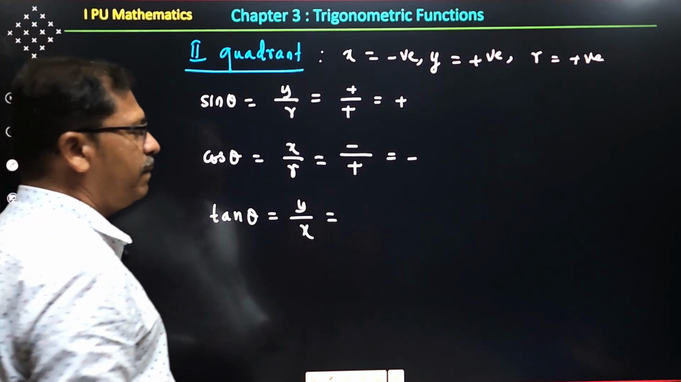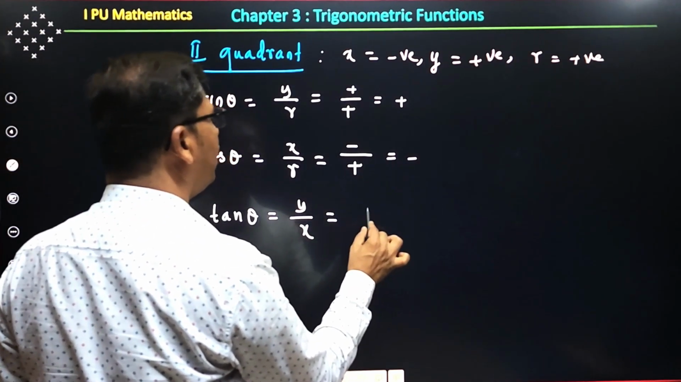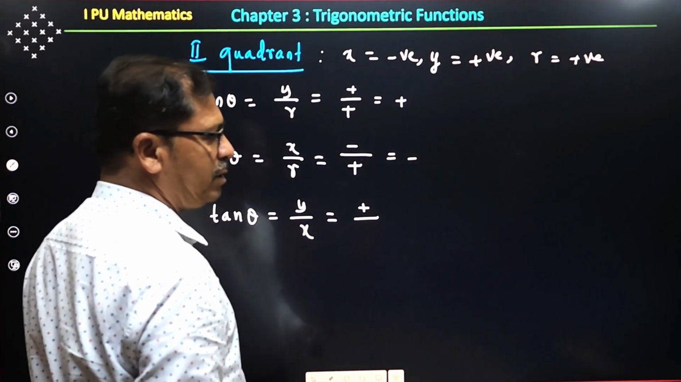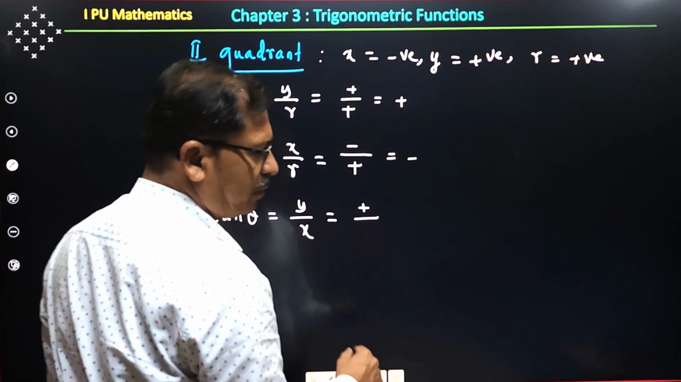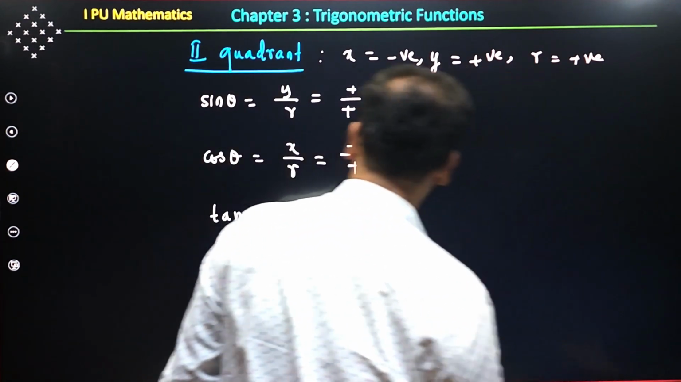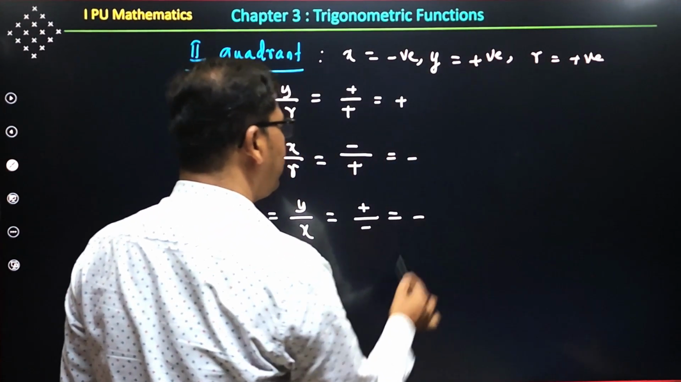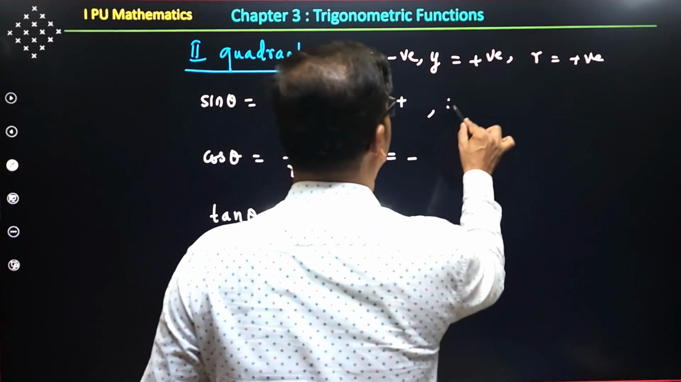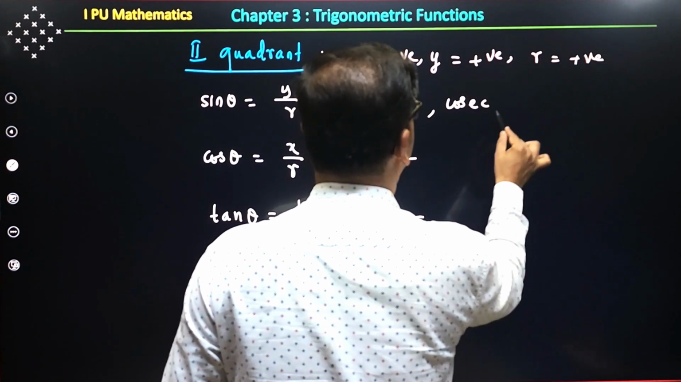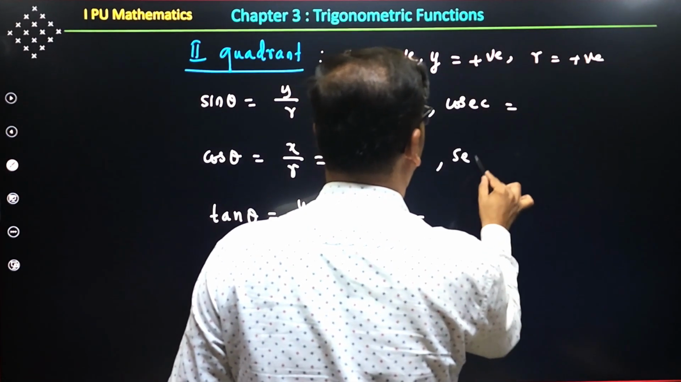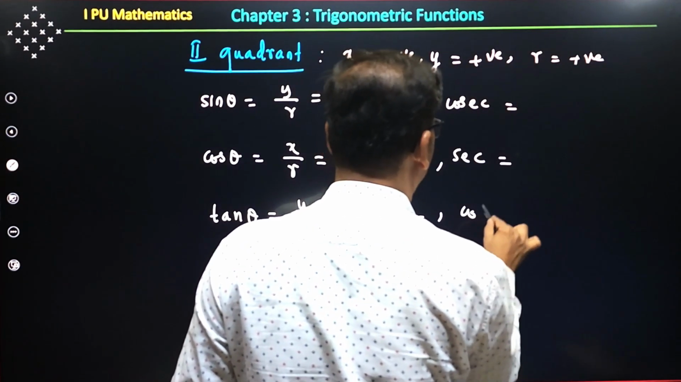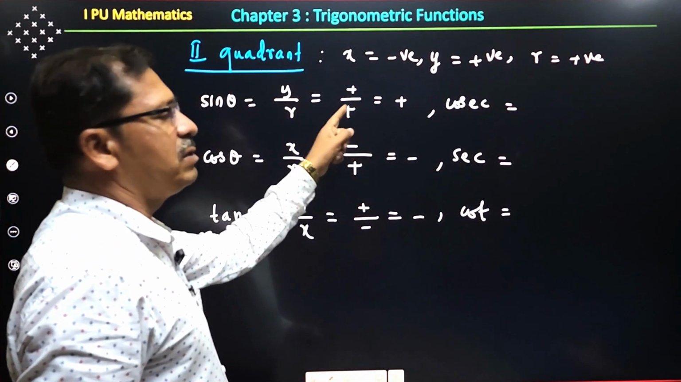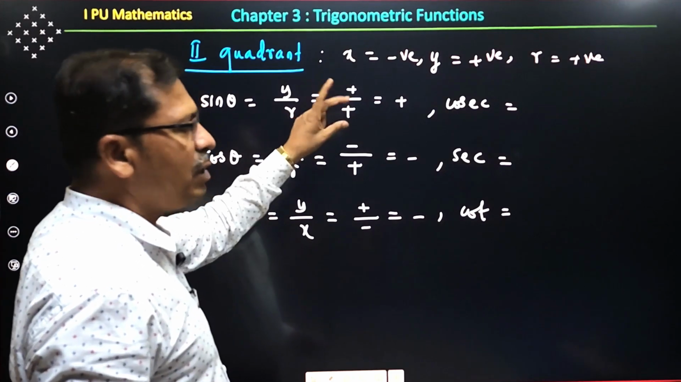What can you say about the sign of y? Respond to me. What is the sign of y in the second quadrant? Plus. X, what is the sign of x? Minus. So plus divided by minus is minus. Sin, cos, tan done. Easily cosec, sec and cot, you can tell. So plus by plus again.